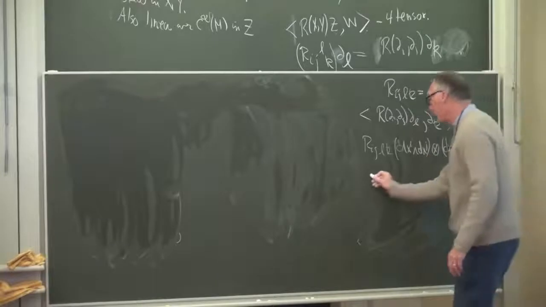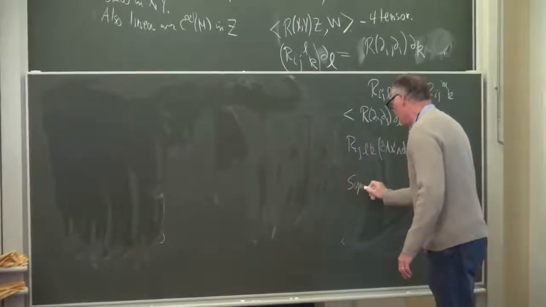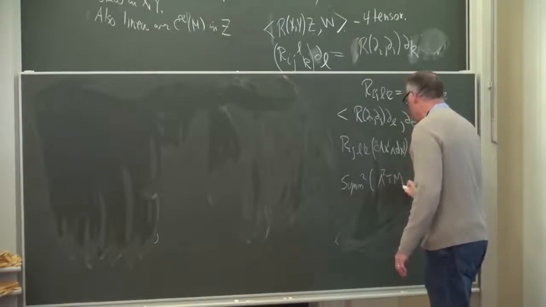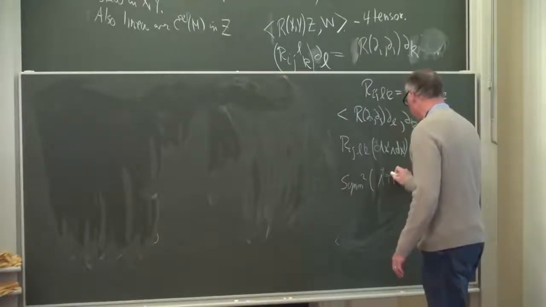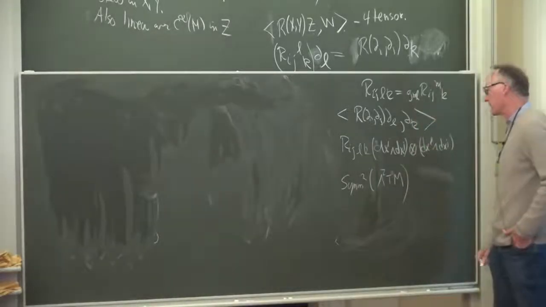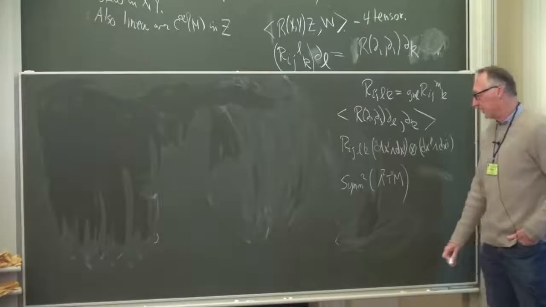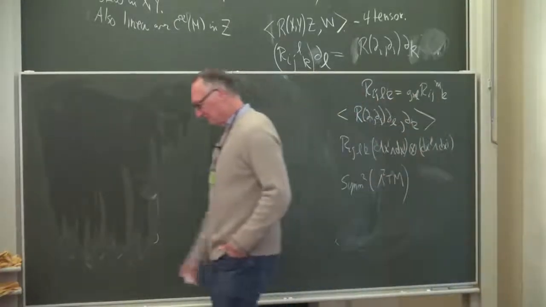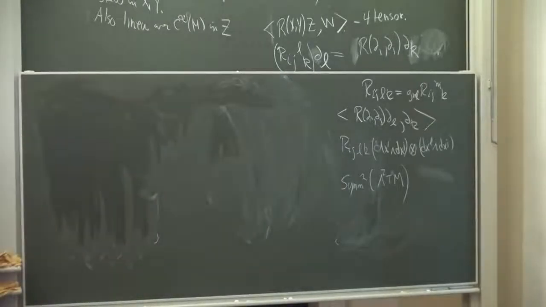So this is a symmetric 2 tensor on wedge 2 of the cotangent bundle, or a symmetric 2 tensor on wedge 2 of the tangent bundle. Is it a kind of unique tensor with certain property there? Yes. Now, what are the properties?